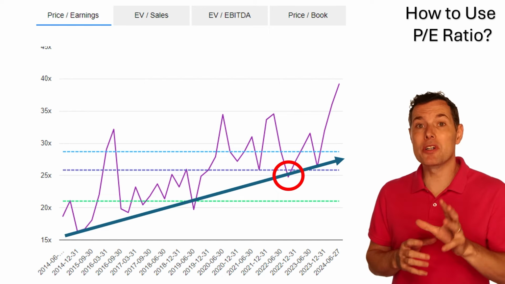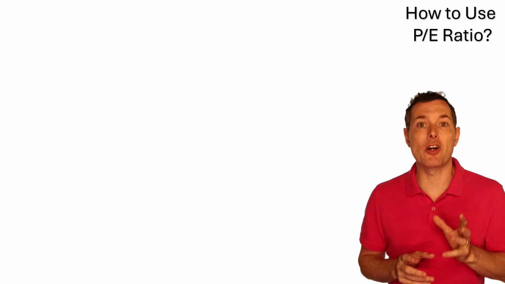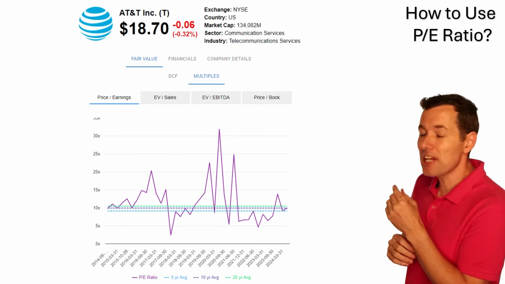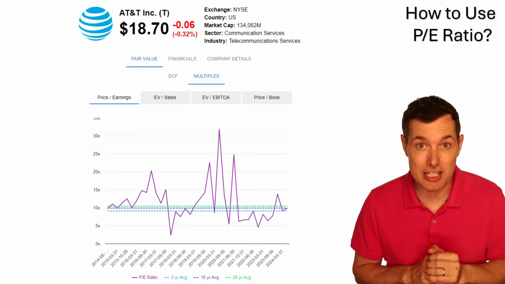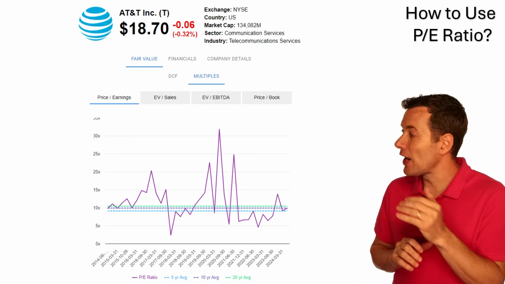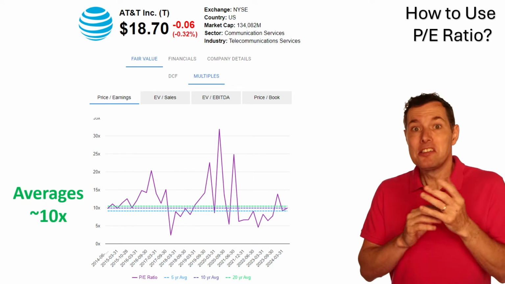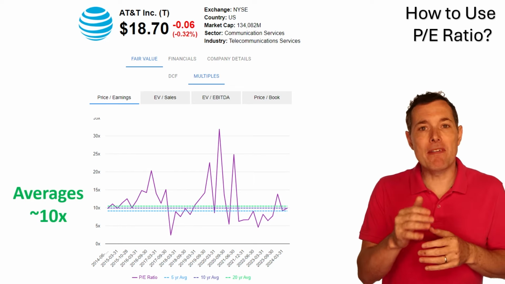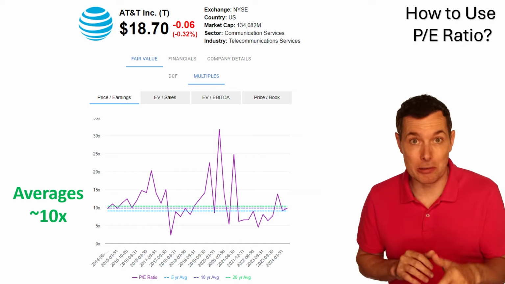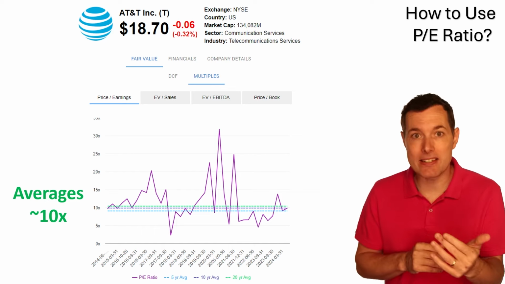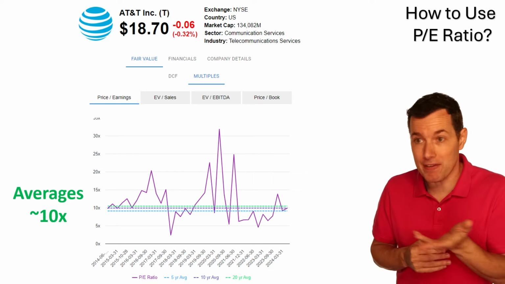Now, just to give one more example of how we can use the price to earnings multiple, what about a stock like AT&T? Well, here's AT&T's stock and their PE multiple, again going back the past 10 years. And we can see here that all of their averages are about 10x. So again, the S&P 500 is sitting at 20x, but it doesn't make any sense at all to pay anywhere near 20x for AT&T. I would much prefer to pay closer to, let's say, 5x when we look at this chart.